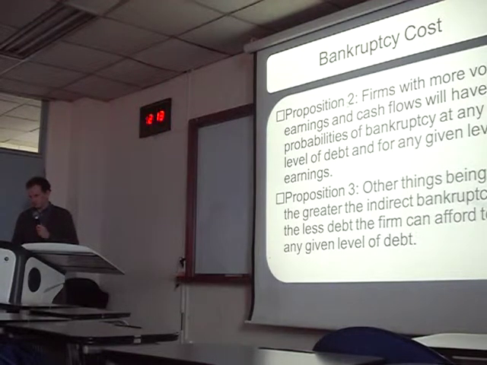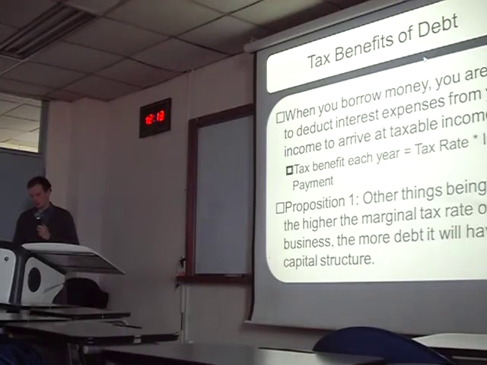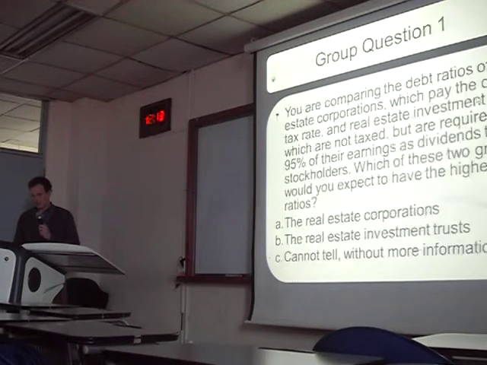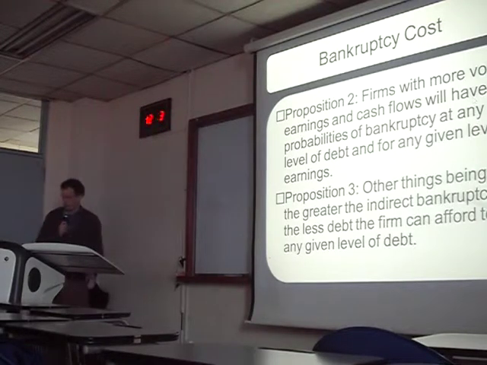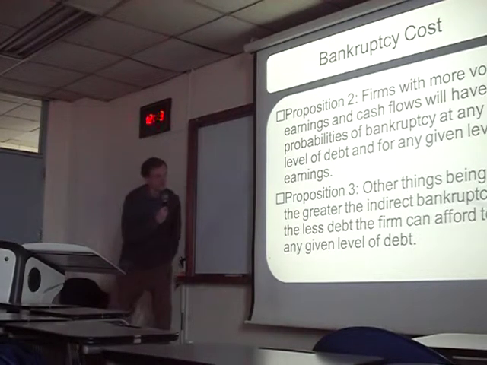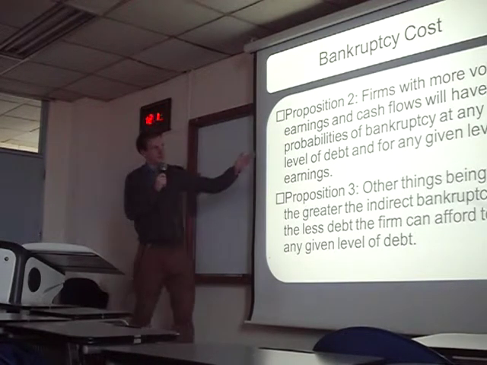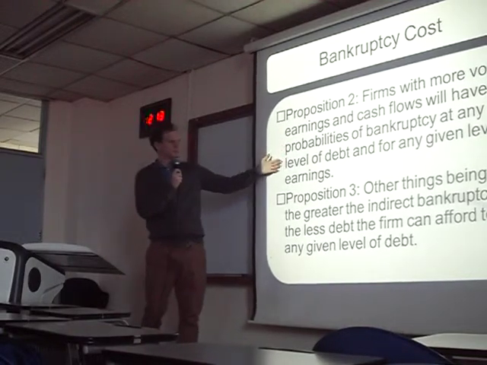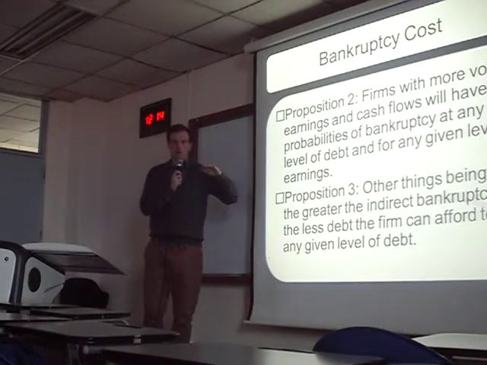So we also have the costs. These are the advantages, right? But let's talk about the cost. We said the first cost is the bankruptcy cost of debt. Okay, so we can look at a simple example for this, it's quite easy, right? Firms that don't have very stable earnings and cash flows have a higher probability of bankruptcy than companies which have stable earnings.